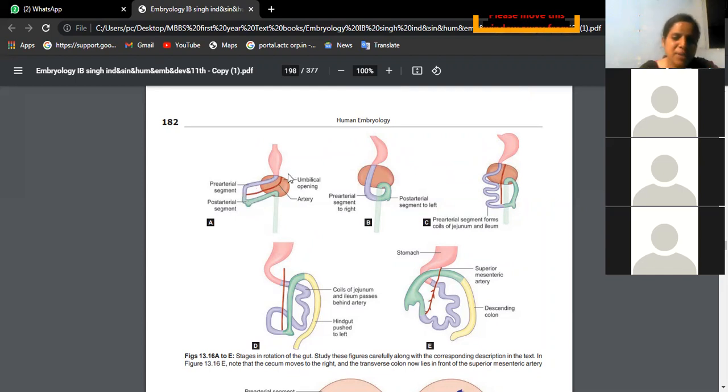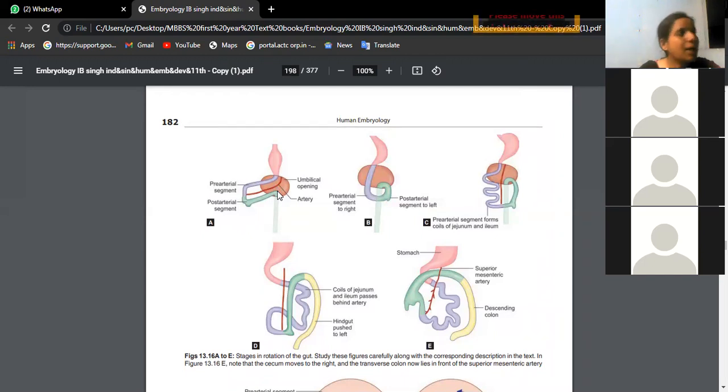You're right. Superior mesenteric artery, beta. Celiac trunk is for foregut. But this celiac trunk, superior mesenteric artery. So this, like you are finding brown area, no, beta? Yes, ma'am. This is umbilicus.